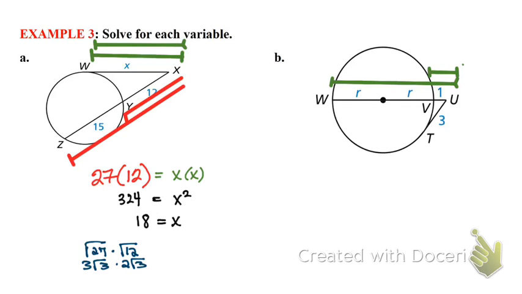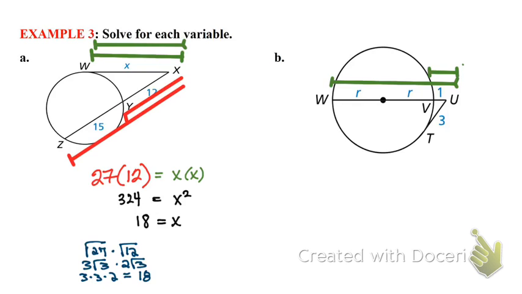So if you were doing this without a calculator, this might be a good thing to do, because then you don't have to multiply these big numbers together. The square root of 3 times the square root of 3 is just 3. So you're going to get 3 times 3 times 2, which gives you 18. So that's another option. Okay? All right, we're going to move on.